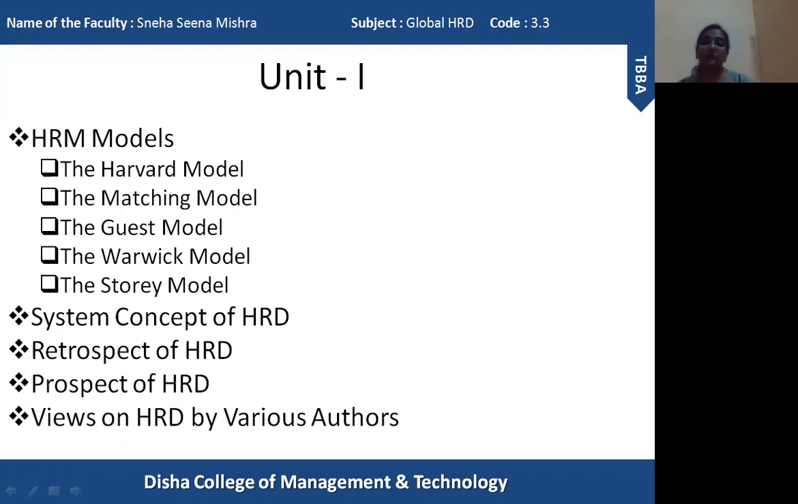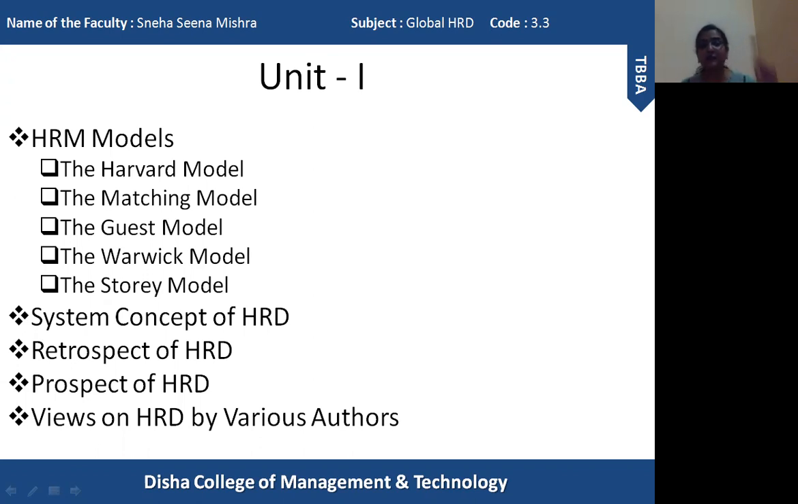So his point of view is extremely important. TV Rao's point of view is extremely important. Maclean's point of view is also very important. So like this, I have given point of views of various authors, and you need to go through the point of view of each and every author to understand how that author has explained HRD in their own manner.